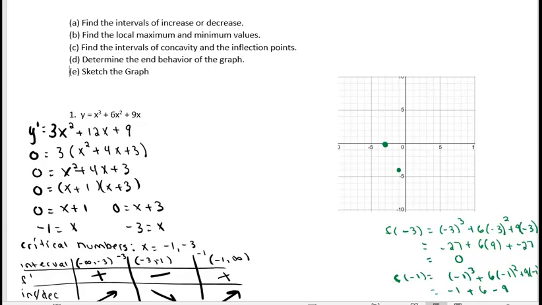In order to figure out concavity, we need a second derivative. So let's go back to our first derivative and let's get our second derivative. So our second derivative will look like 3 times 2 is 6, so 6x, and then plus 12. Second derivative test says take the second derivative, set it equal to 0, and solve for x. So if we solve it down, it looks like we get x is equal to negative 2, and that is our inflection point.